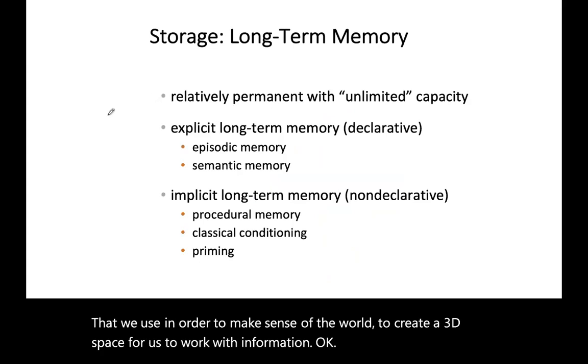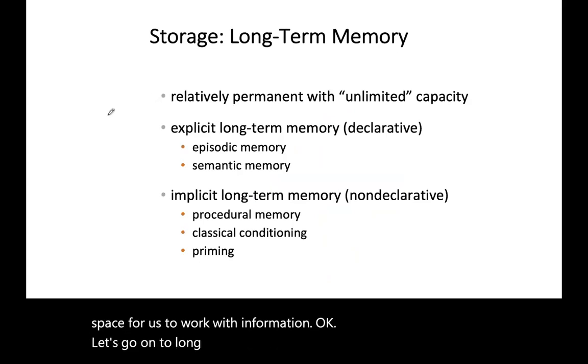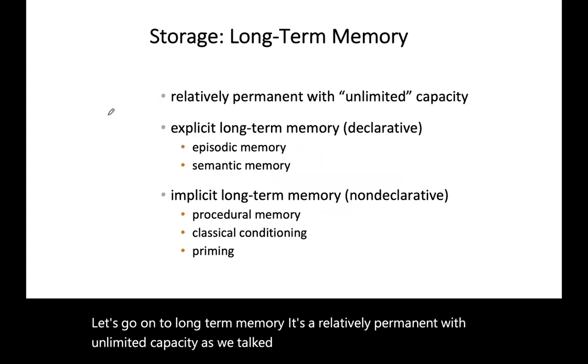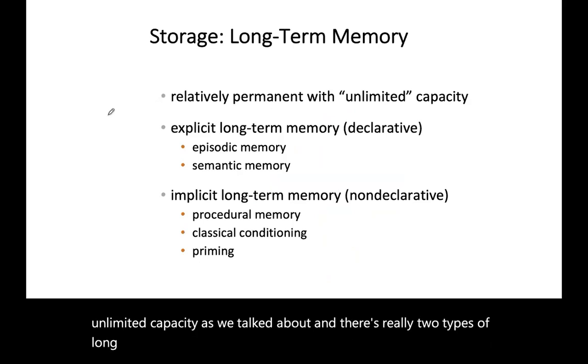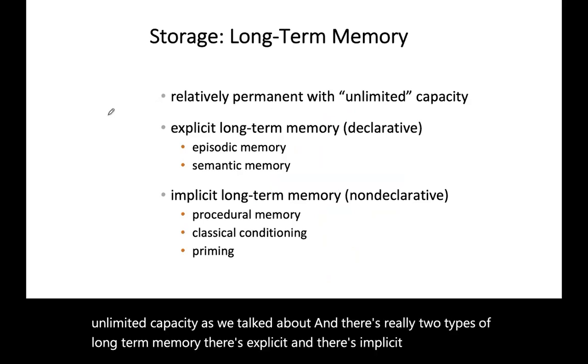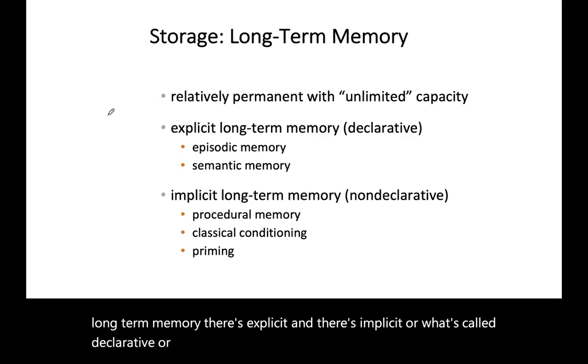Now let's go on to long-term memory. It's relatively permanent with unlimited capacity, as we talked about. And there's really two types of long-term memory. There's explicit and there's implicit, or what's called declarative or non-declarative memory.